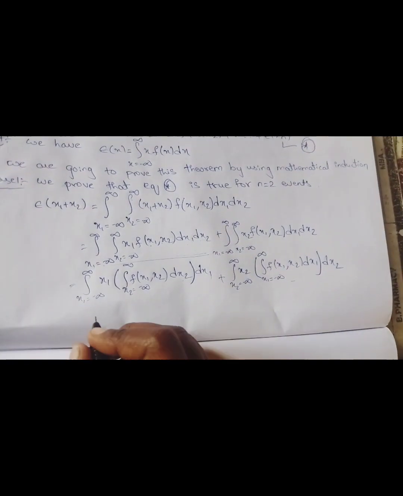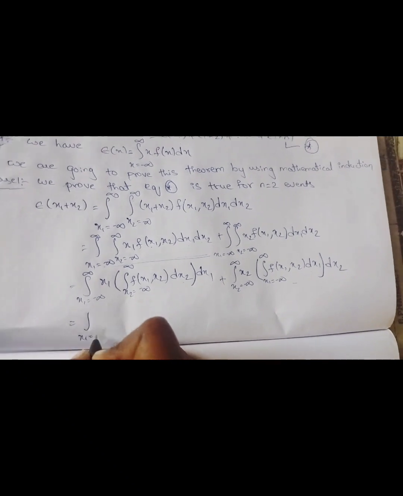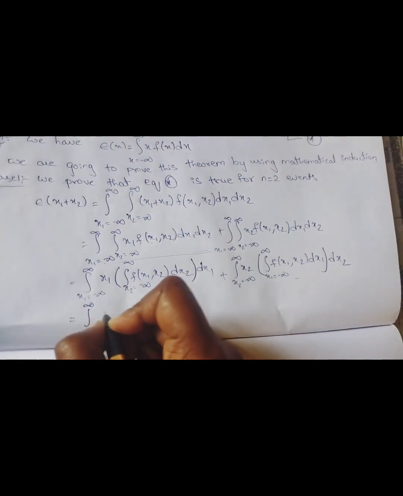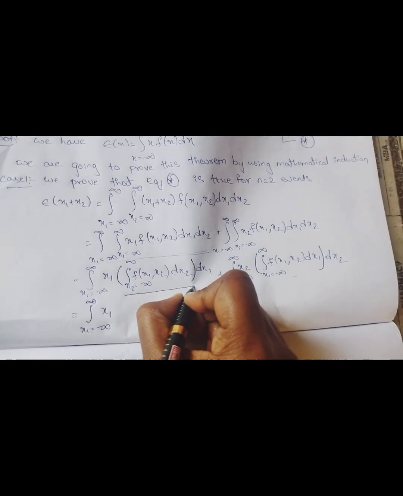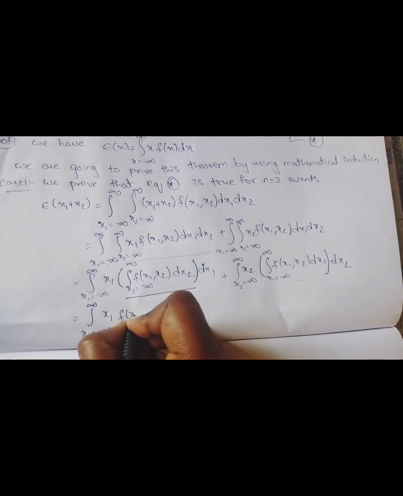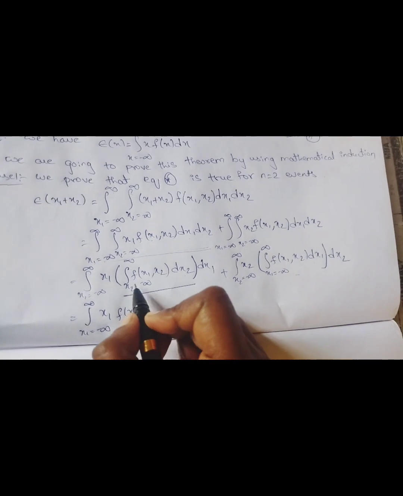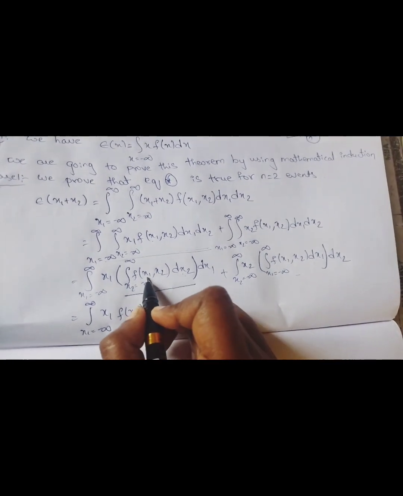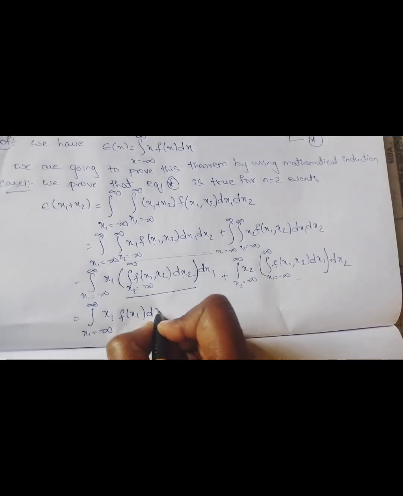Next, the integral from x1 equal to minus infinity to plus infinity of x1 into, so now the integration of this term becomes what? This term becomes f of x1, because here we are integrating it with respect to x2. So obviously we will be having x1. So f of x1 into dx1. The bracketed term's answer is f of x1 into dx1.